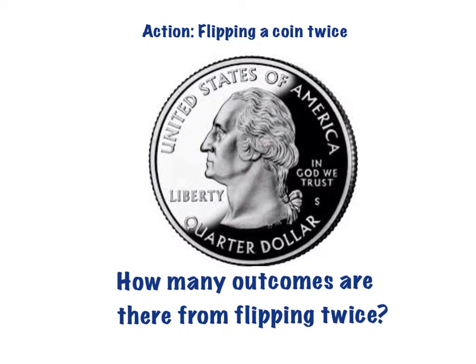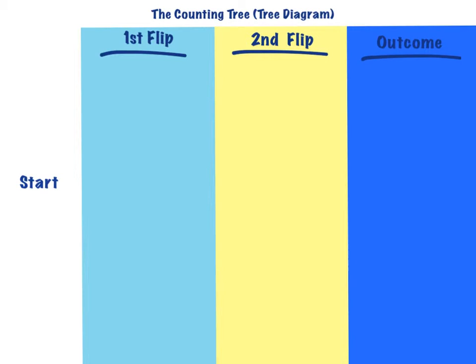Well, one possible way to list all the outcomes is through the counting tree or tree diagram strategy. A tree diagram shows all the paths or branches that lead you to the possible outcomes.